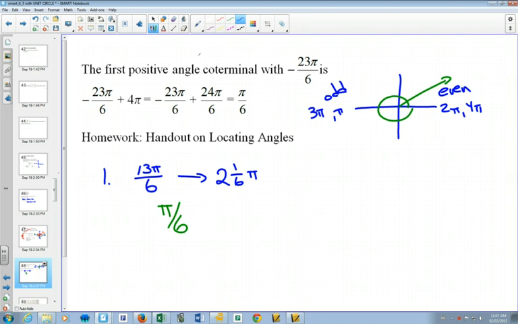Let's do one with bigger numbers together as well. Let's do number 5, 101 pi over 4. 101 divided by 4. What's the biggest whole number? 25. 25 times 4 is 100. That would leave you 25 1/4 pi. Does it make sense that 25 is going to be an odd number here, and if we go 1/4 more, we're going to end in quadrant 3?